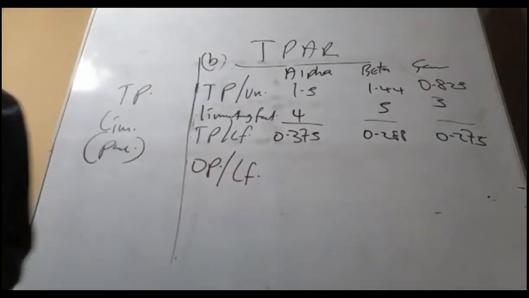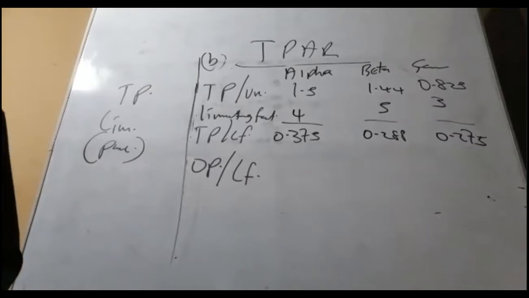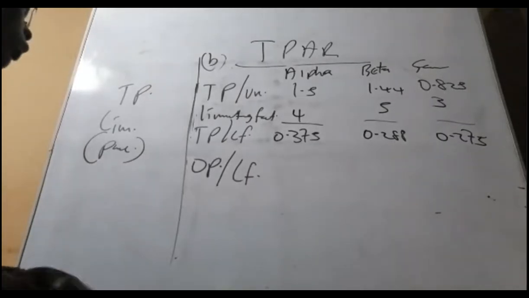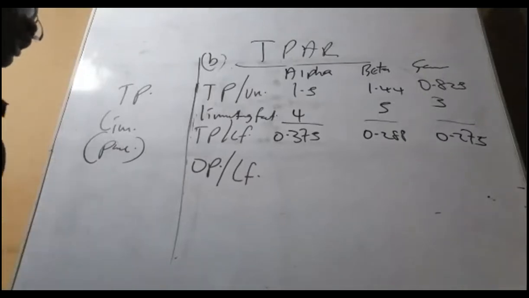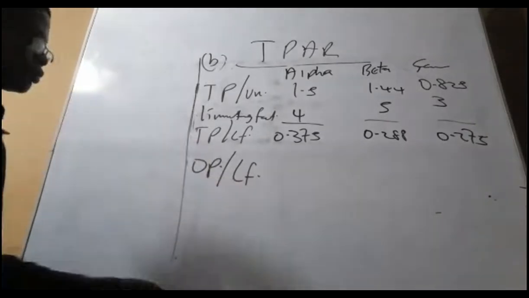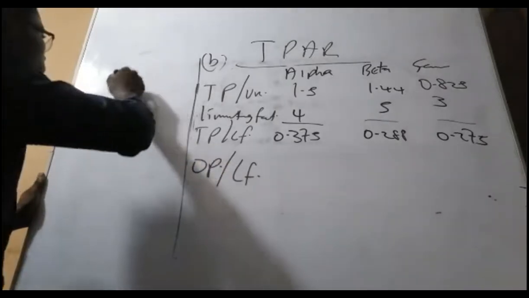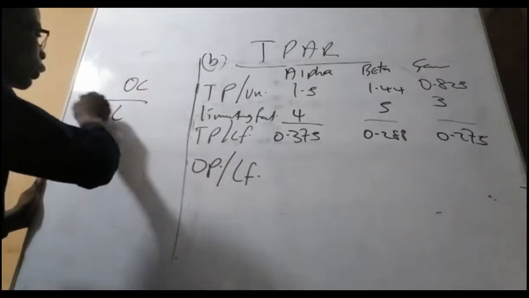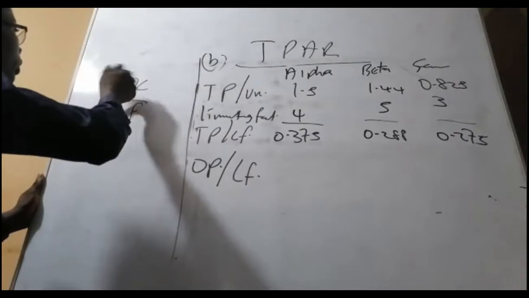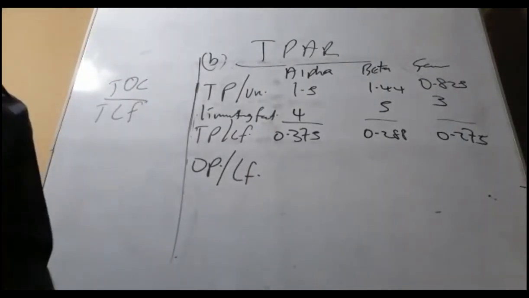So let's see. How are you going to calculate operating cost per limiting factor? Basically, it is the total operating cost divided by the limiting factor. Let me do the workings somewhere, because there have been some changes. It is the total operating cost over the total limiting factor. So that is the operating cost per limiting factor.